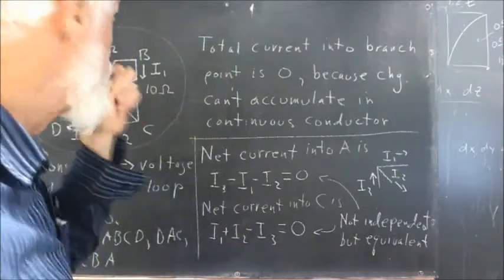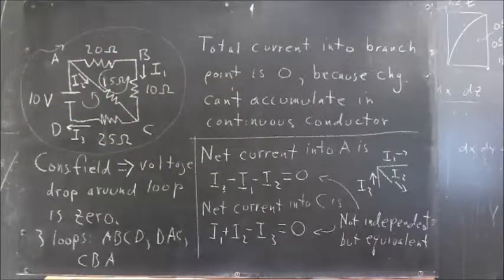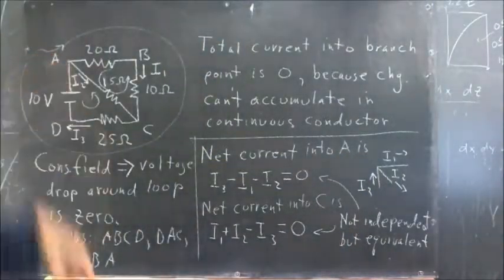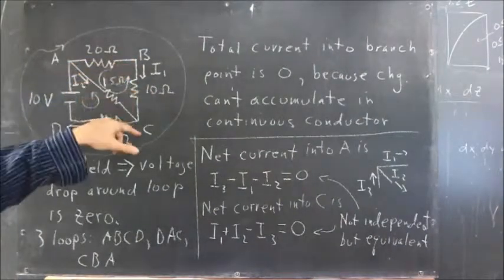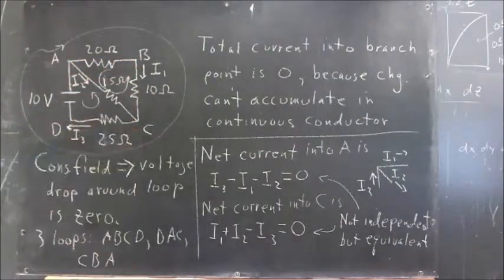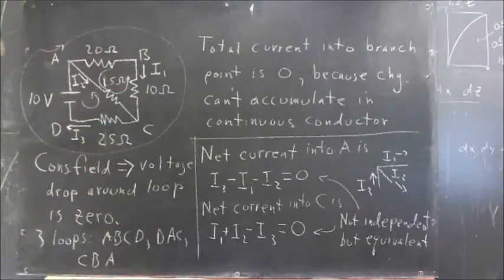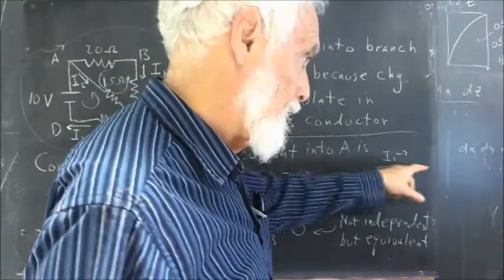The other thing is the total current into a branch point is 0. What do I mean by that? Here's the branch point A, where the circuit branches off. B is not a branch point. The circuit doesn't branch there. The current has no choice about where to go. When it comes up to B, it's got to keep going, and it can't split off. If the current comes up to point A, it can split off into current here and here.